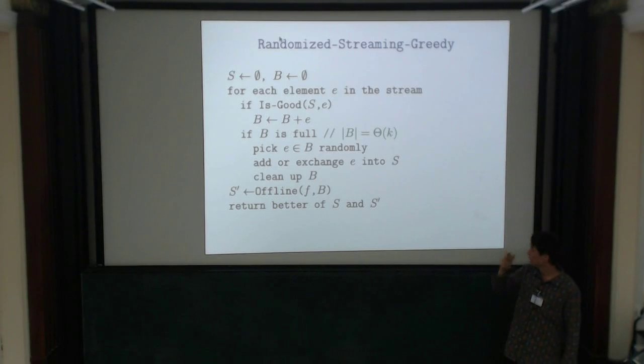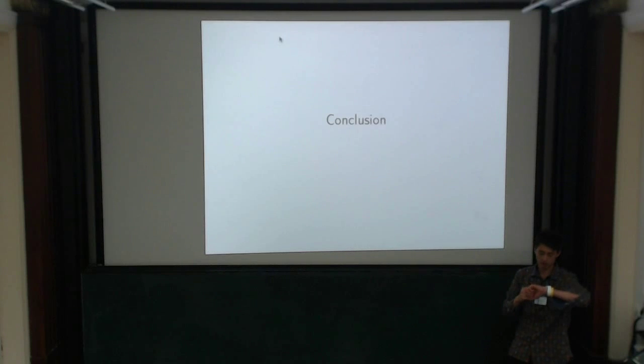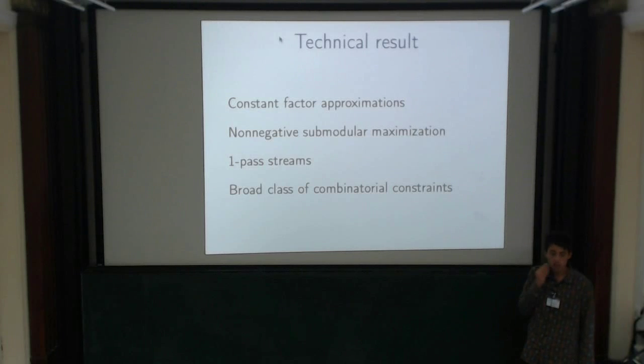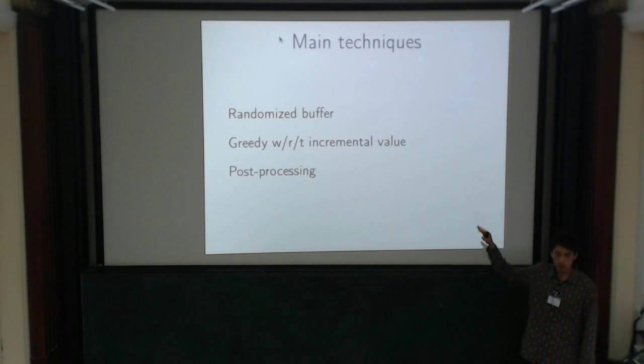Good. I think I'm running out of time anyway. A quick conclusion: the technical result is we get these constant factor approximations in the streaming setting, for a broad class of combinatorial constraints. The algorithm itself can be divided into basic components. The main ingredients to me are the randomized buffer, greedy with respect to this notion of incremental value, and then that post-processing step.